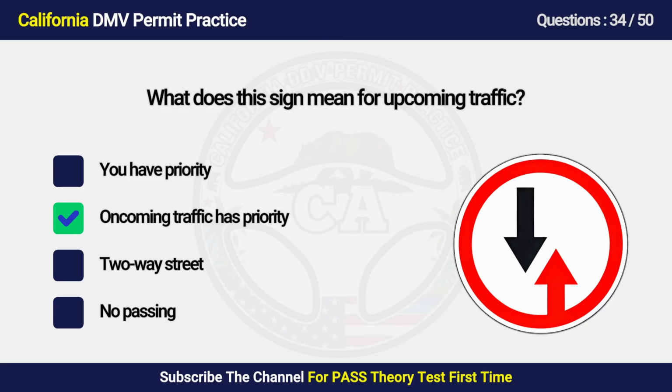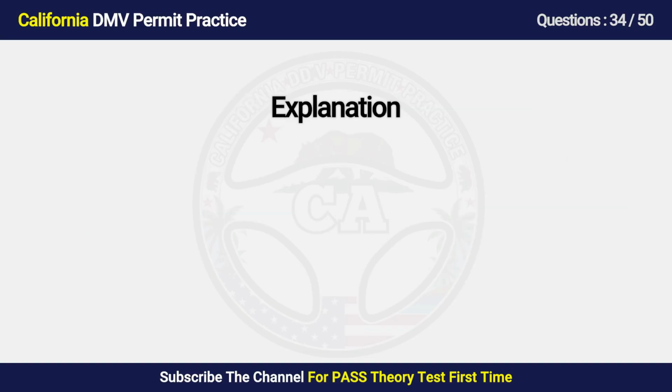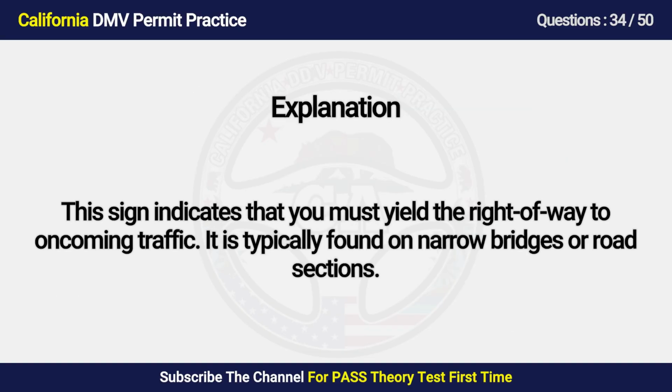Answer is B. Oncoming traffic has priority. This sign indicates that you must yield to oncoming traffic. It is typically found on narrow bridges or road sections.